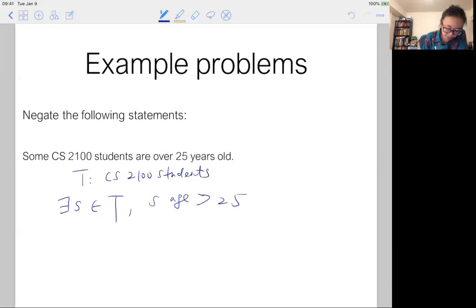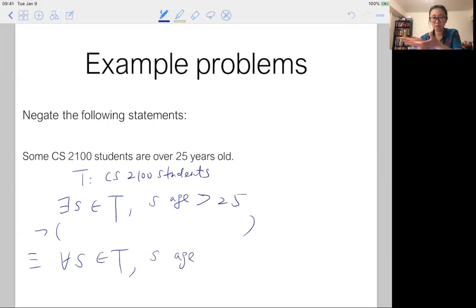Now I'm going to put a negation in front of it, because I'm negating an existence. This is logically equivalent to for all. So for all students who are 2100 students, because it's a negation, I'm going to change the direction of the inequality: the age is smaller than or equal to 25. So what is the English translation? For all students who are 2100 students, his or her age is less than or equal to 25.